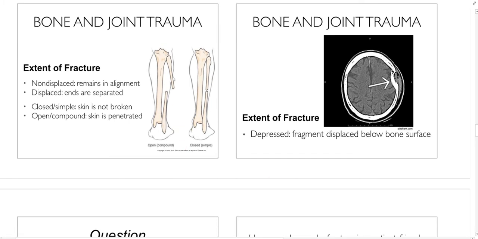A depressed fracture can also be to, for example, the skull, and it can also be to long bones as well, where there's a fragment of the bone that's been displaced or pushed below the normal bone surface. So you smack someone in the head with a crowbar, you might end up with a depressed fracture.